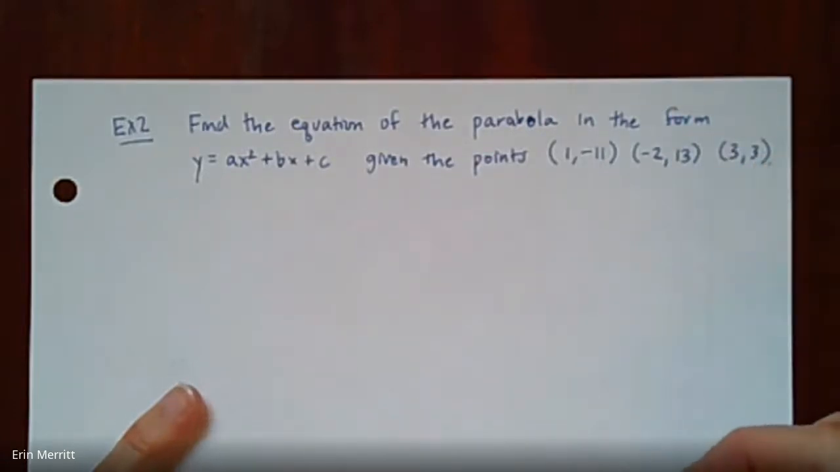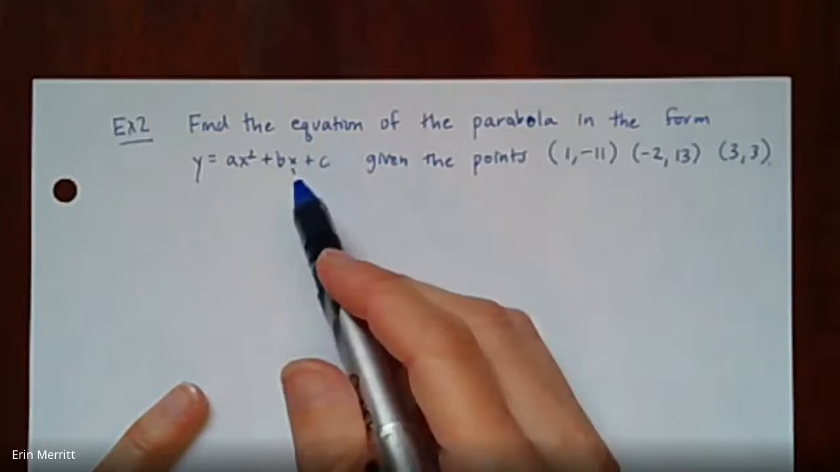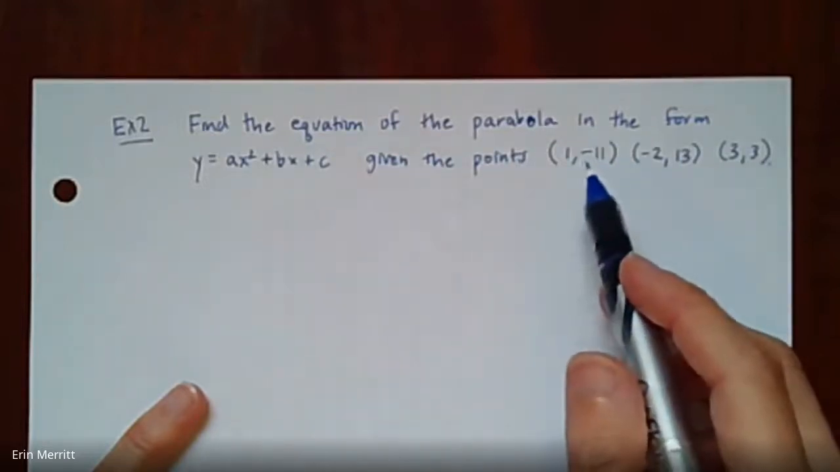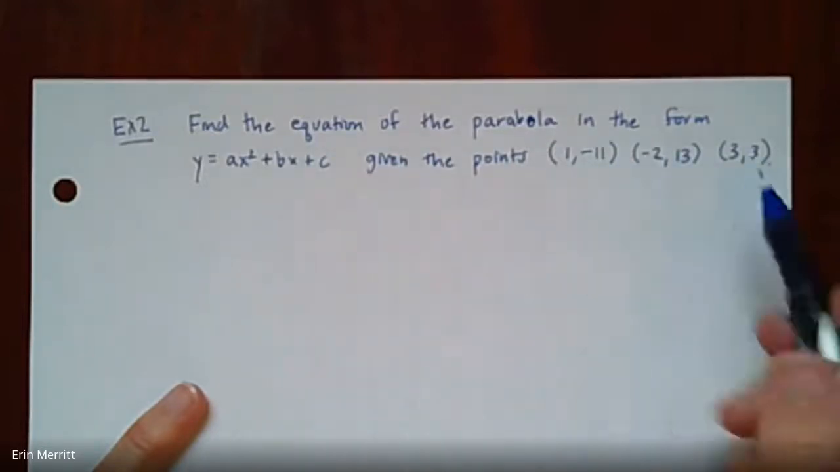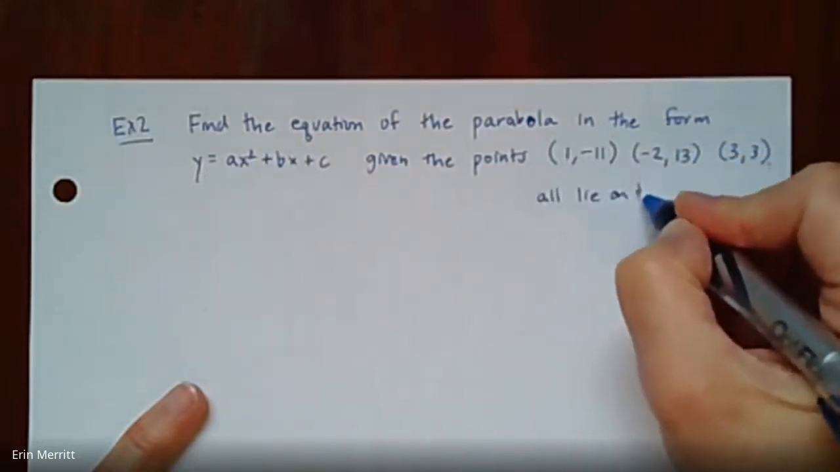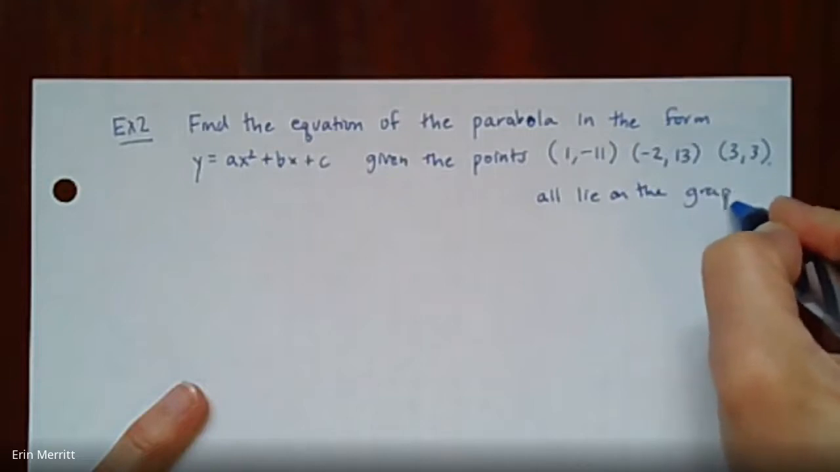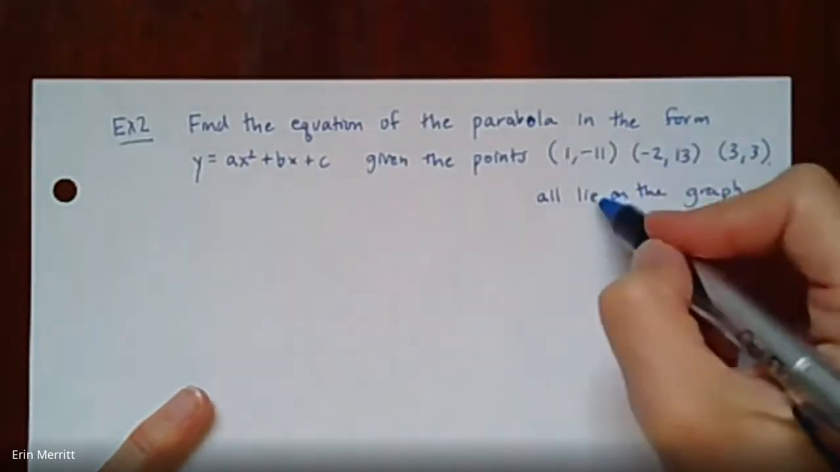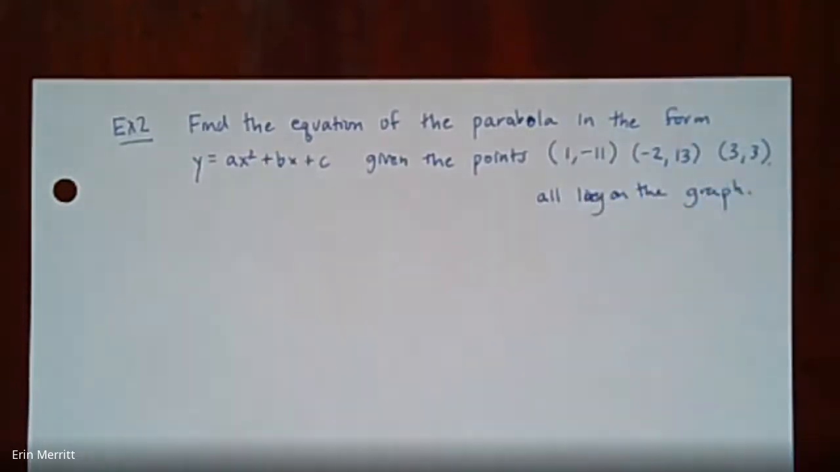So find the equation of the parabola in this form, given that the points 1, -11, -2, 13, and 3, 3, I should say all lie on the graph. Or maybe I should say lay on the graph. I don't know. It looks weird as right lie. All right. Either way. So how do we do this? Well, just like the last problem, we don't have any equations. So we have to be able to create equations here.